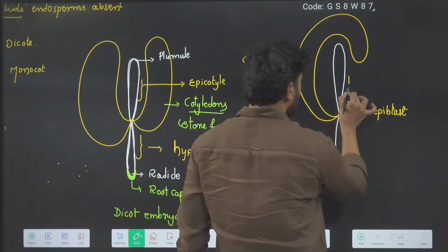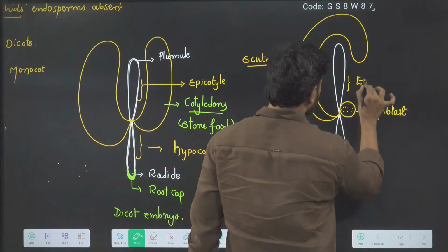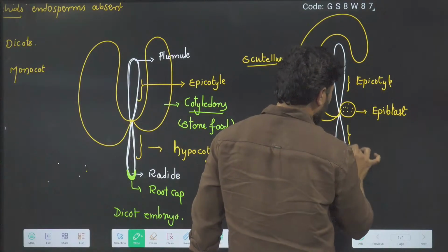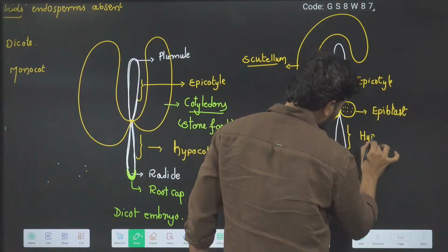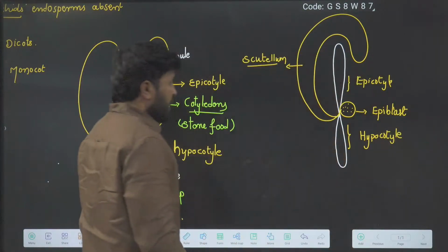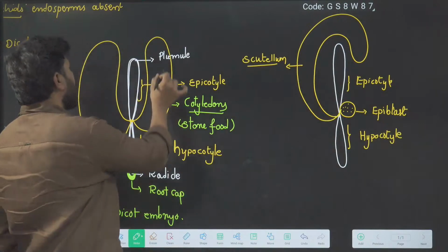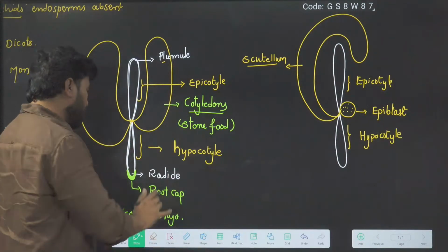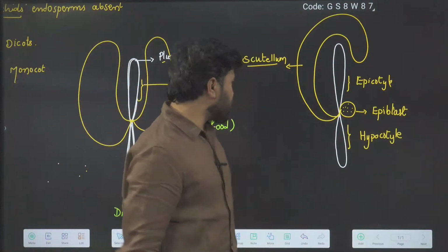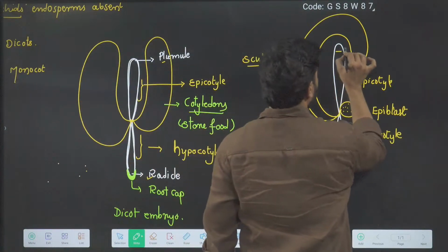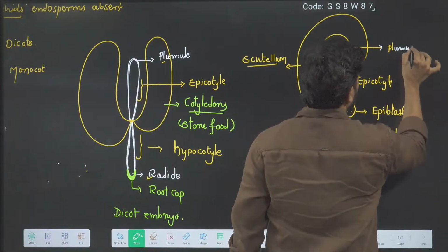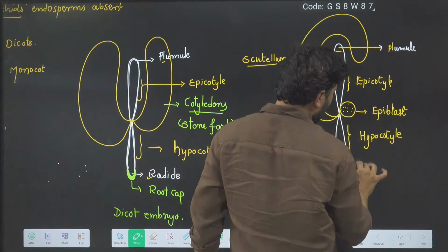This is epicotyl, and this is called hypocotyl. Okay. The epicotyl tip is actually called plumule. The hypocotyl tip is called radicle. Story over. But when it comes to monocots, it also possesses a plumule and it also possesses a radicle.